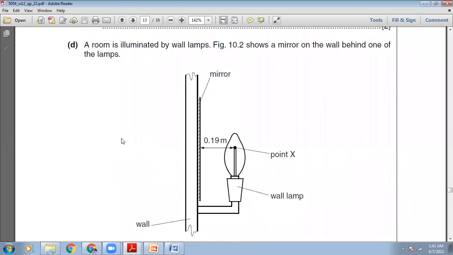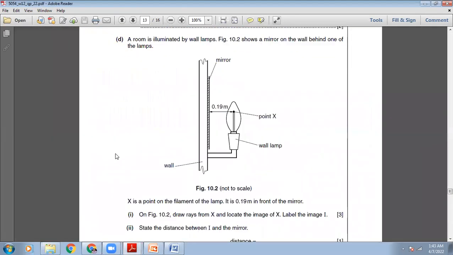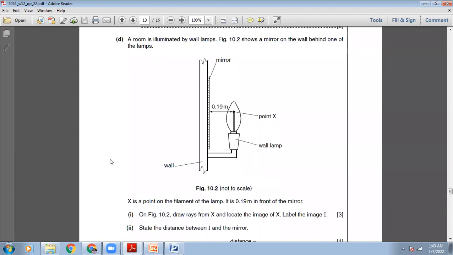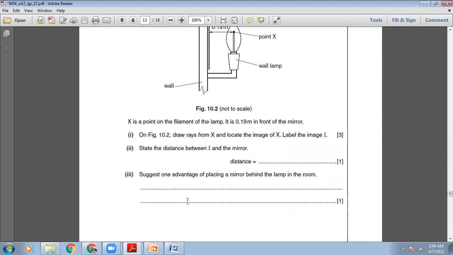Okay, so the next part is coming up on your screen. It says a room is illuminated by wall lamps. Figure 10.2 shows a mirror in the wall behind one of the lamps. X is a point on the filament of the lamp. It is 0.19 meter in front of the mirror. On figure 10.2, draw rays from X and locate the image of X. Label the image I. It's a 3 marks question.